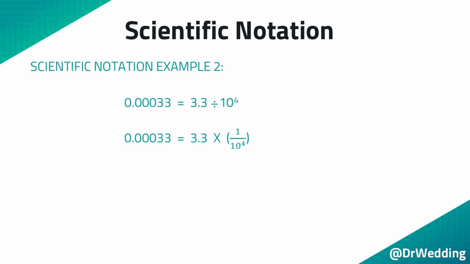Division is the same as multiplying by the reciprocal. That means instead of dividing by 10 to the 4th power, you can multiply by 1 over 10 to the 4th power. Furthermore, you can rewrite the 1 over 10 to the 4th power as 10 to the negative 4th power. This means if you want to multiply by 10, you use a positive power. And if you want to divide by 10, you use a negative power.